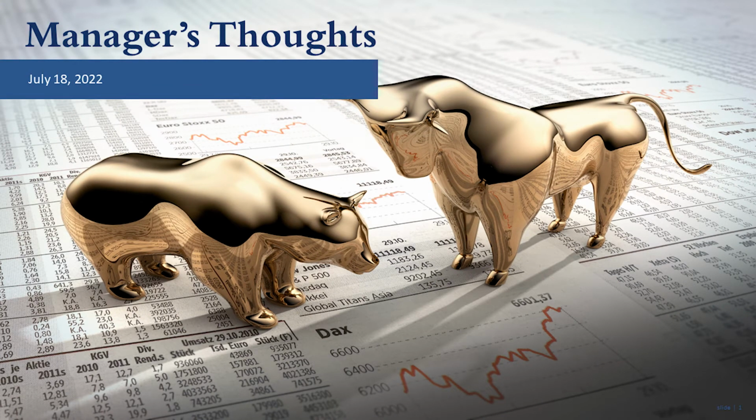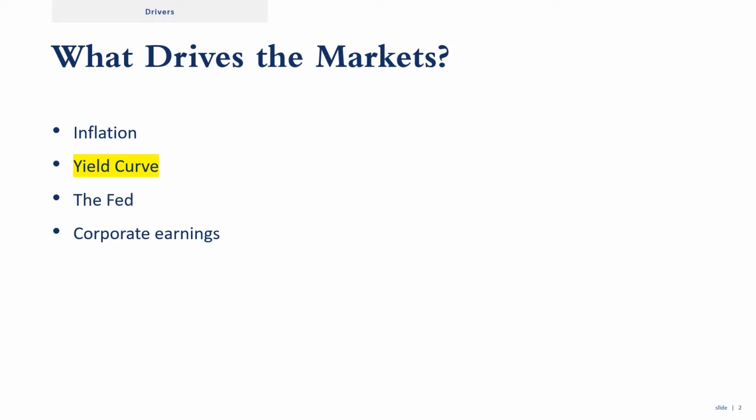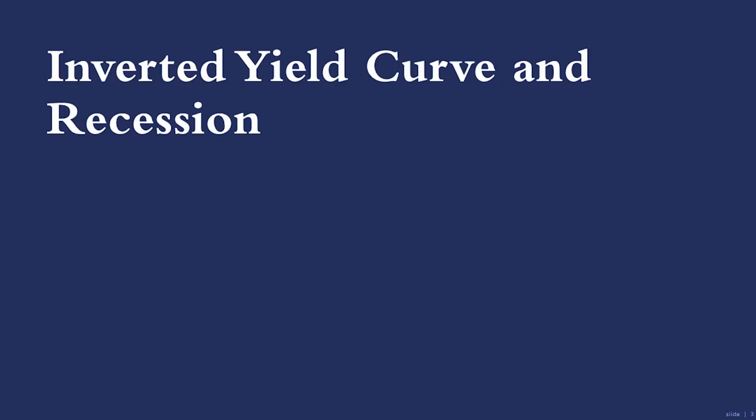I just wanted to give you a little update on what's driving the market and take a look at the yield curve and the recession. As you've heard us discuss in the past, there's really three things that drive the market: inflation, interest rates, as indicated by the yield curve, and corporate earnings, and then the Fed. Today I just want to take a look at the yield curve because we have an inversion that's been in the news, and the recession's been in the news. I want to tie those two together for you: inverted yield curve and recession.